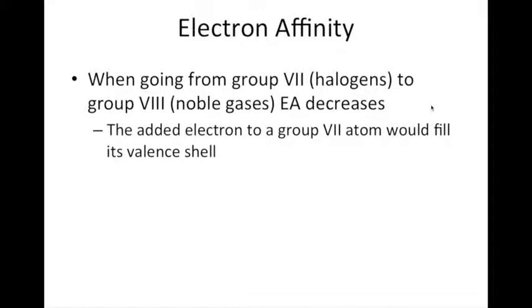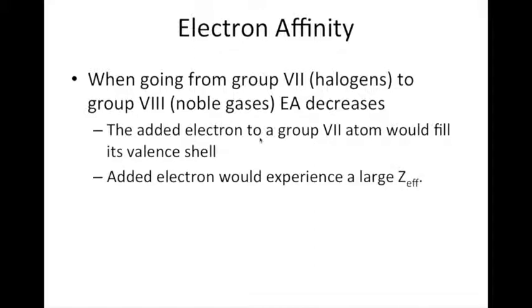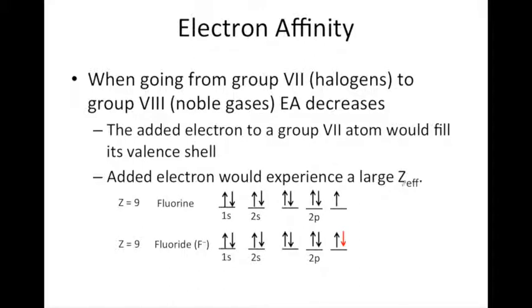So, why is this? Well, the added electron to group 7 would fill up its valence shell. The added electron to the halogens would therefore experience a large effective nuclear charge, making it very likely to stick. Let's look at an example. Let's say fluorine. Here is the electron configuration for fluorine. Fluorine has one empty space in its valence shell. So if we add an electron to fluorine to form fluoride, so here we have fluorine, here we've added the additional electron, that electron would go into fluorine's valence shell.